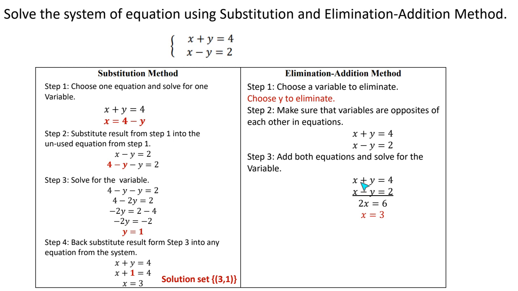So x plus x is 2x. y minus y is 0, so they cancel. And 4 plus 2 is 6. If I divide by 2, I get x is equal to 3.